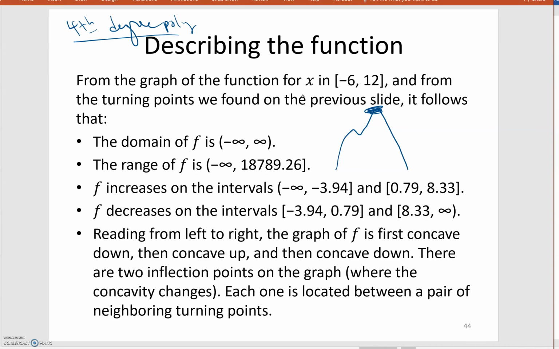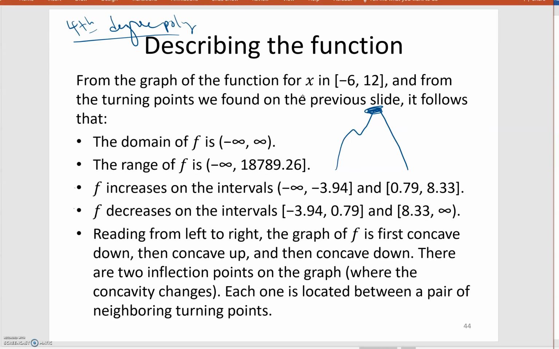Okay. Now, because we have more turning points, we have more increasing and decreasing intervals. So you see that reflected here. It's increasing from here to here, increasing again from here to here, and decreasing from here to here and from here to here. So basically we have 2 intervals of increase and 2 intervals of decrease. And they fall around the turning points, the local maxes and mins.